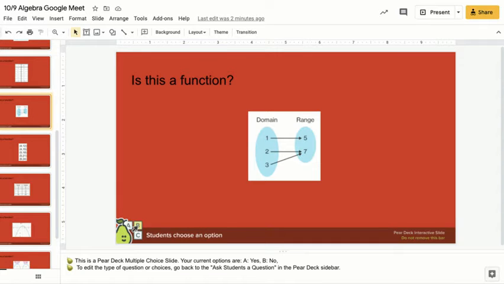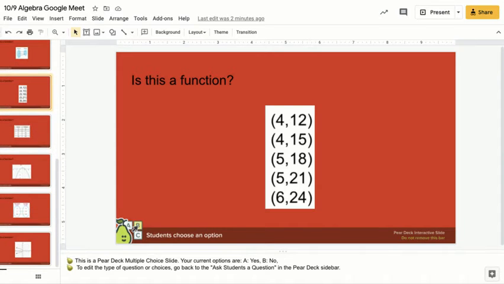Take a second to try this one. Consider if this is a function. Okay, here, this one is a function. It is okay if our x values go to the same output. I couldn't have 2 go to 5 and 7 though, but it is okay that 2 and 3 go to 7. Try this one out. Is this one a function?